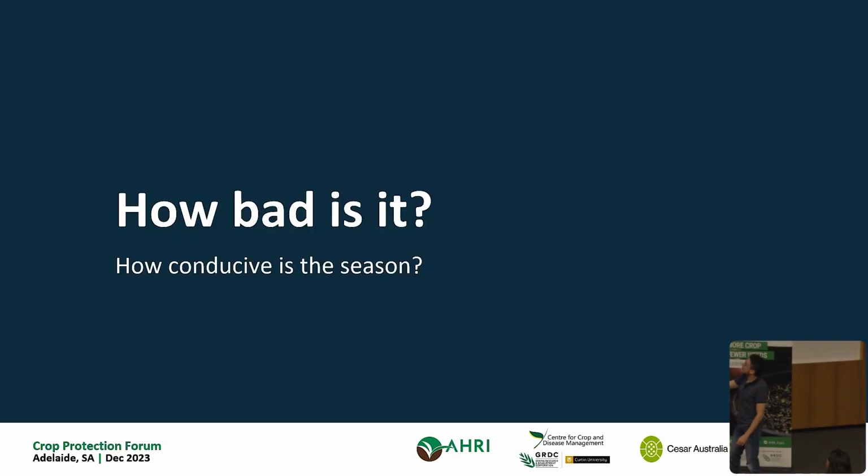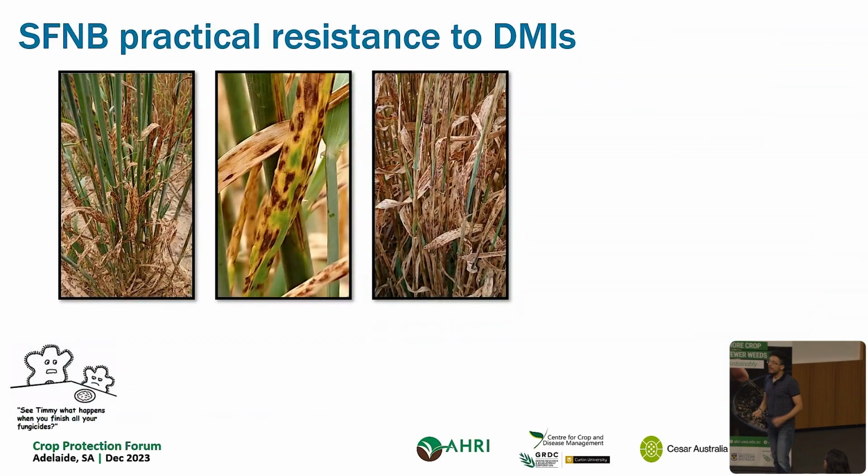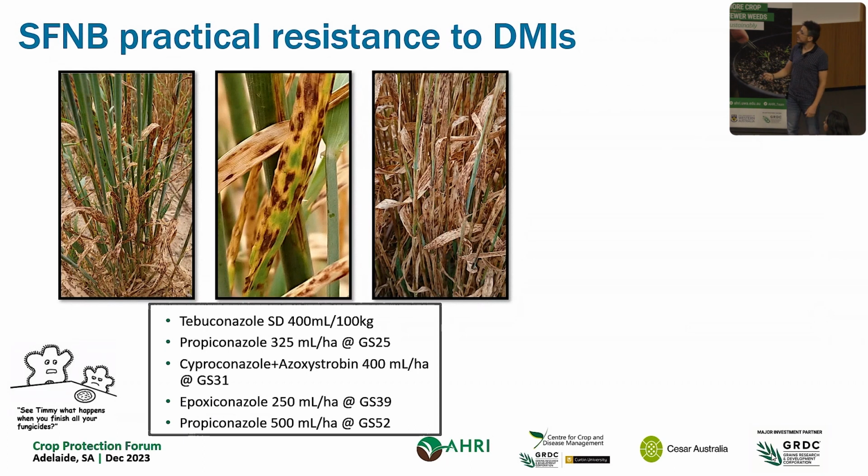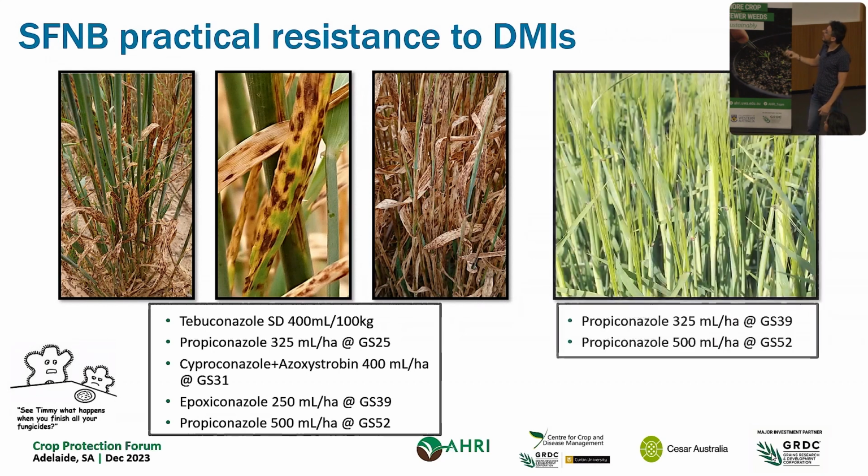Probably I'm too far from there. Right, so how bad is the problem? For many of you that are South Australian based, spot form blotch is not a big issue, but in other places it is. This is a paddock that was treated with all that, and despite that, it was looking that bad. Probably you would agree with me that that's not what a crop should look like after those treatments. At that sort of growth stage, after 2 shots of propiconazole, roughly U39, U52, the crop should look like that. So that's practical resistance, and this is what we're talking about.